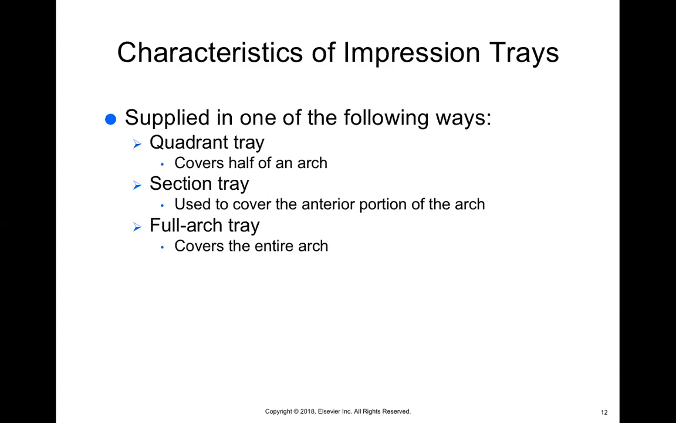Then we have the section trays, and these only cover the anterior portions of your teeth, so only canine to canine. You cannot use the section tray if you are trying to capture the posterior teeth. And then of course we have a full arch tray, and you're able to capture an entire arch in this tray, either the entire maxilla or the entire mandible. Any questions about this?